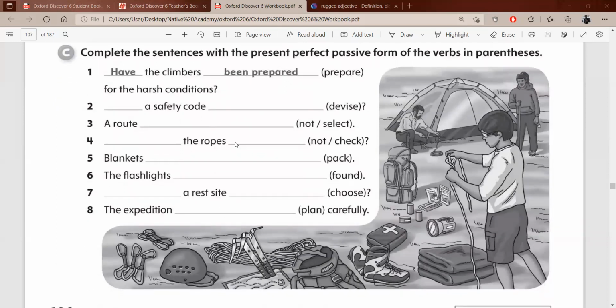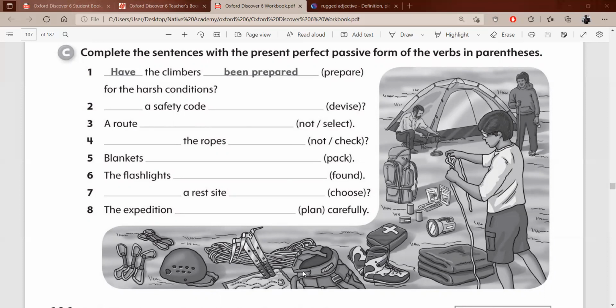Now complete the sentences with the present perfect passive form of the verbs in the parentheses. Number 1, read it. Have the climbers been prepared for the harsh conditions? So we made the question into the passive form. Number 2, you have to use the verb devise. Has a safety code been devised?